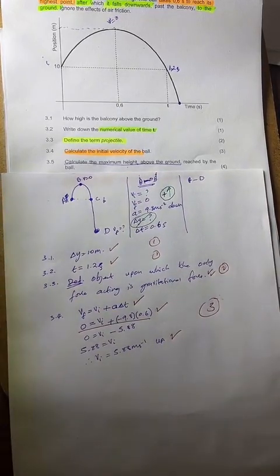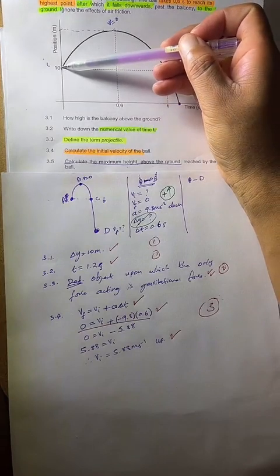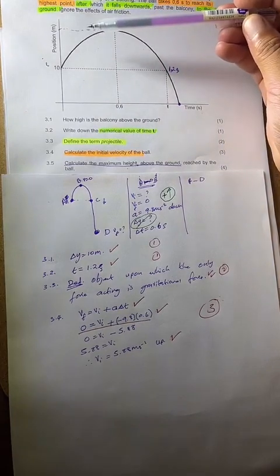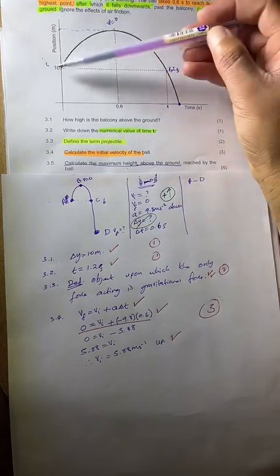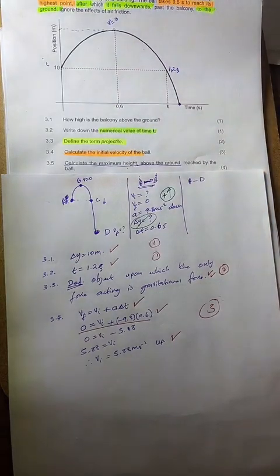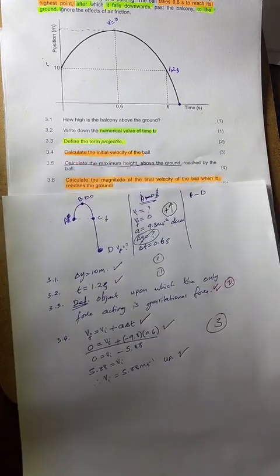3.5. Calculate the maximum height above the ground reached by the ball. So this is what we have. We know the height of the building is 10 meters above the ground, but we don't know the height the ball travels above 10 meters. What we need to do in this case is calculate the maximum height reached by the ball above this point, and then add this value here, which is similar to a question we did earlier where we needed to calculate maximum height. So we calculate the height from where the object starts, and then we add it to the total height. So let us check how we solve this one.